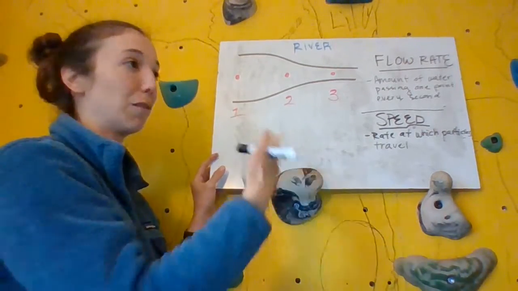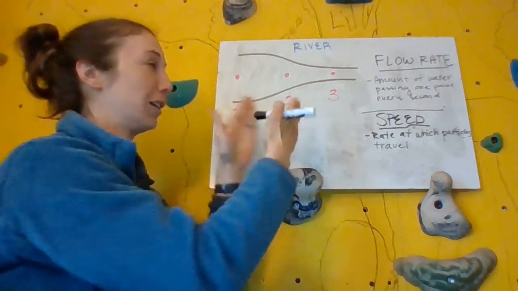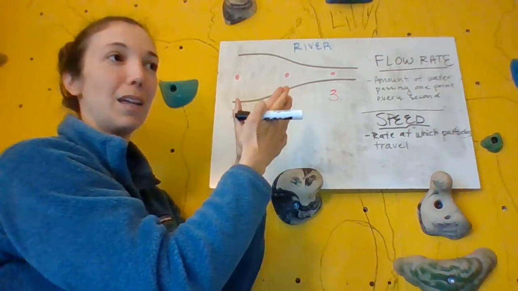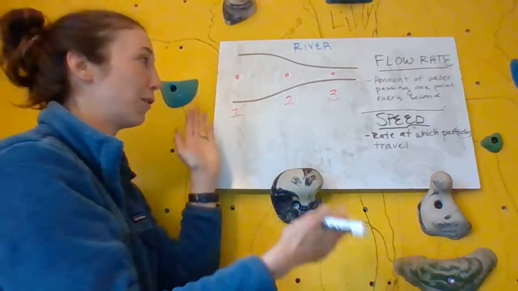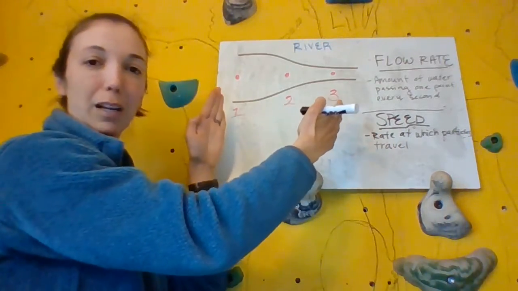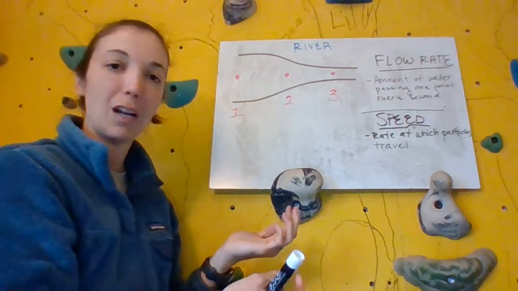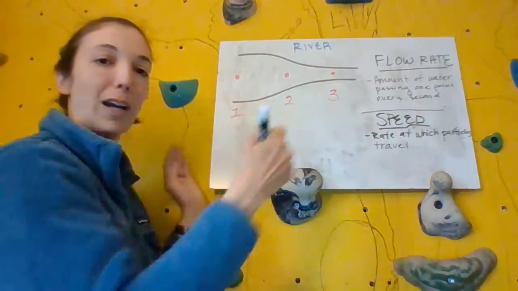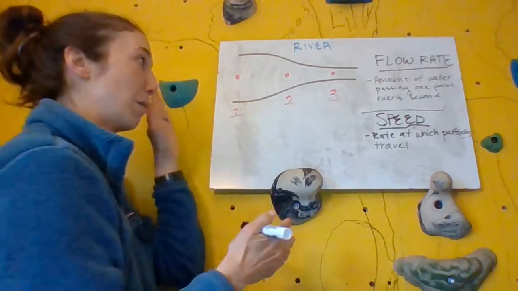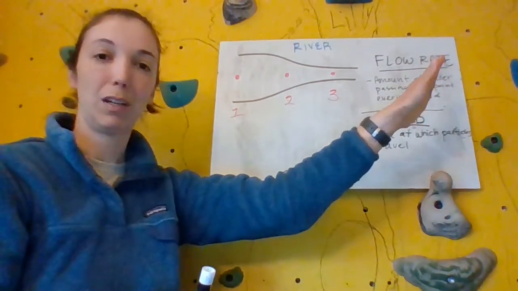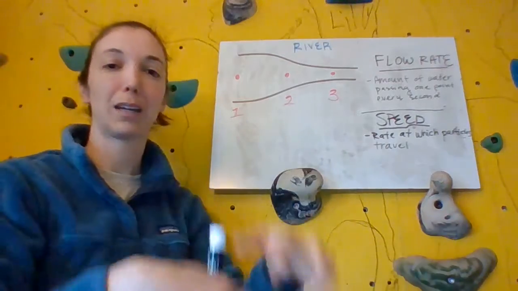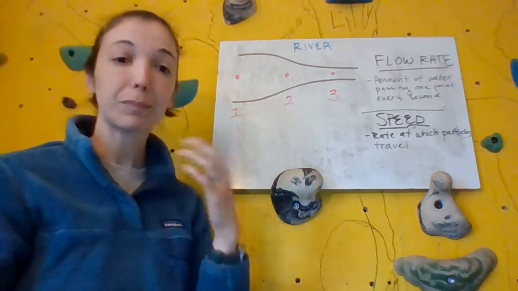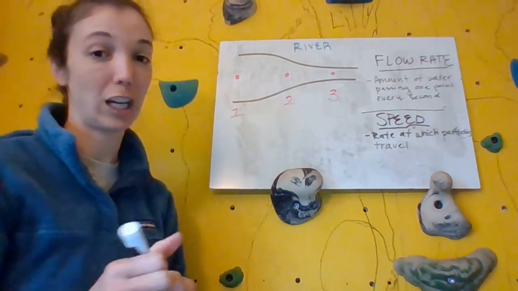If it went slower here, or if it had a lower flow rate, there would be like a gaping hole if there was a lower flow rate in the back than in the front, which isn't going to happen in a river. So everywhere along this river, there has to be the same flow rate. The same amount of water goes in as comes out because it's not overflowing and there's no gaping hole in it. So flow rate should be the same everywhere. But when we think about speed, it changes a little bit.